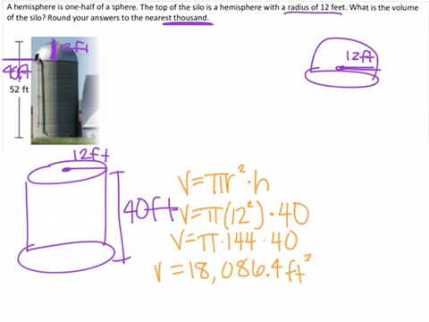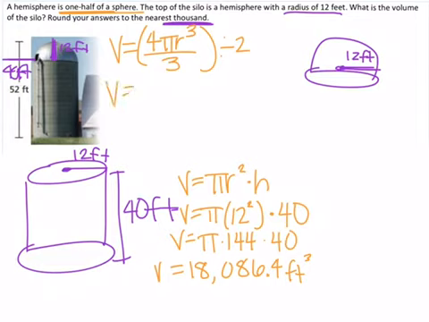Now we have to do the hemisphere. A quick reminder, it's 1/2 of a sphere, guys. So what we're going to do is find the volume of our sphere, which is 4 pi r cubed divided by 3. We're going to do all of that first, so I'm going to put in parentheses. Then we're going to cut it in half because we're going to cut the sphere in half to make that hemisphere. So we just need our radius to plug in, which is 12. So we have 4 pi 12 cubed divided by 3. We're going to do all of that stuff first, then divide by 2 to cut it in half.